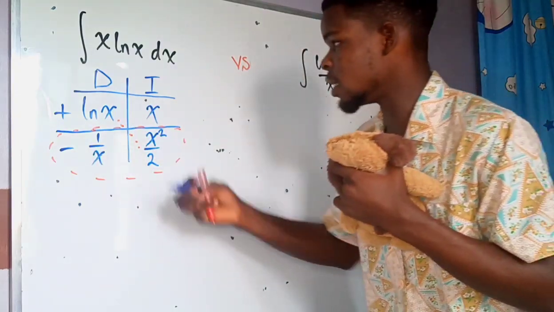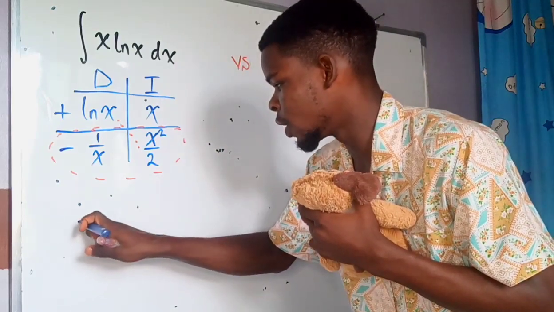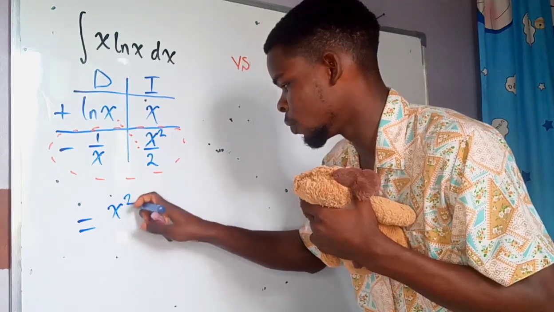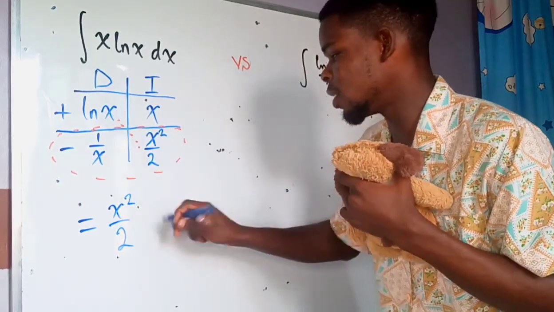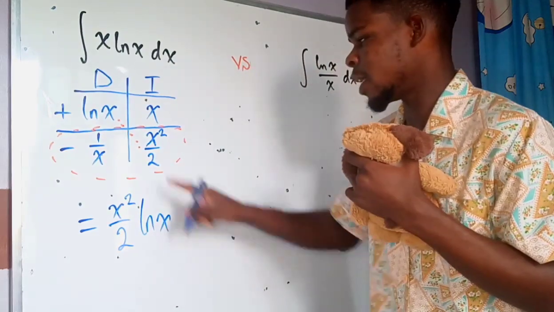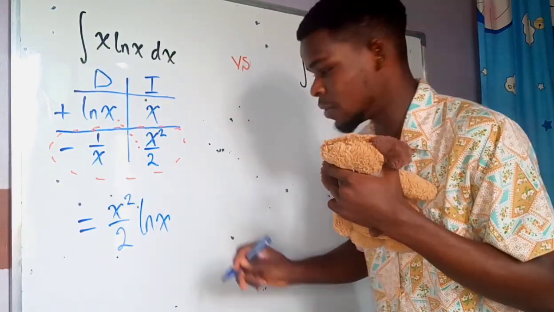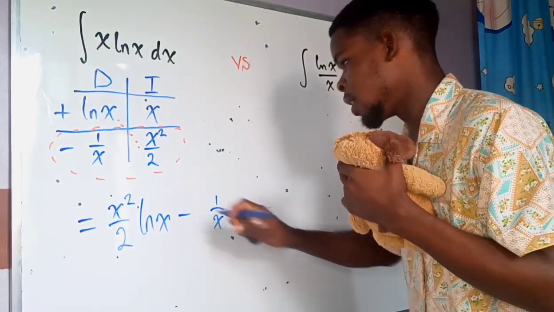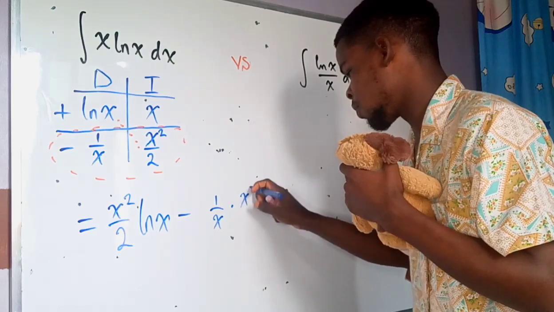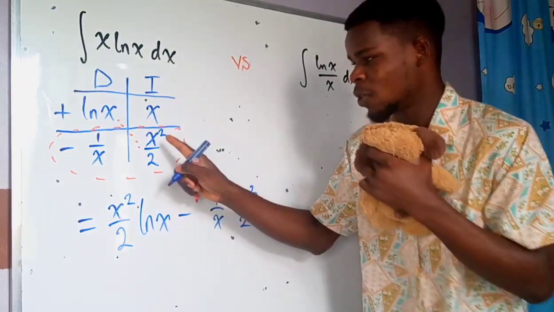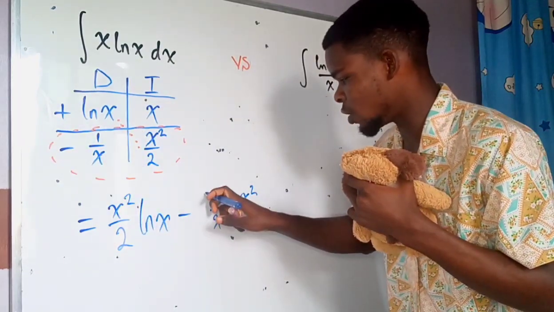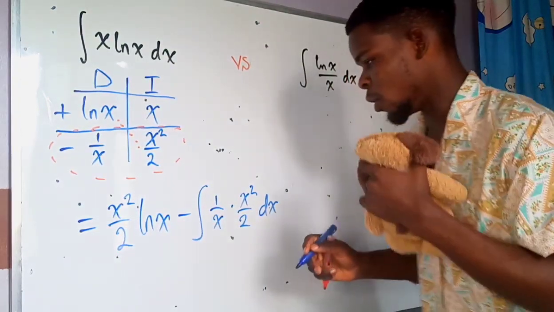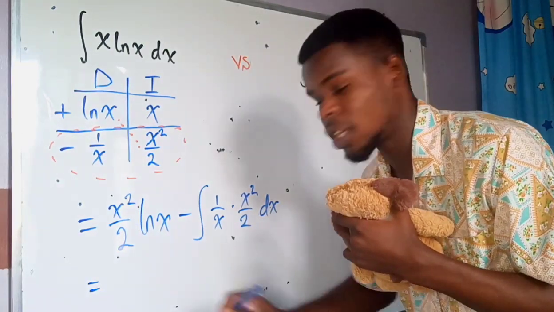So this integral will become the product of these two, that will be x squared over 2 times ln of x. Then we multiply these two together. Keep in mind we have a negative sign here, so minus this product, that is going to be 1 over x times x squared over 2. But this time, when we multiply this together, we are going to have to integrate the product. So keep in mind that is the way we go.